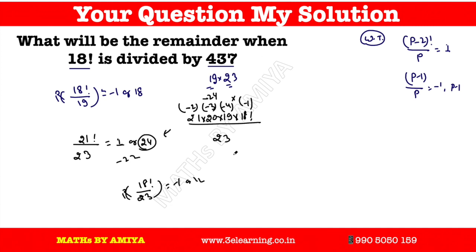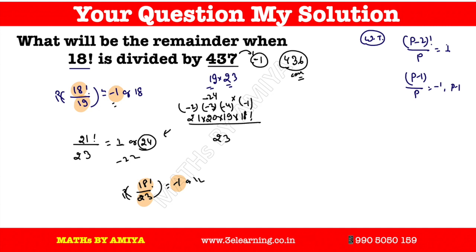Now we need to work on the Chinese remainder theorem. The same number, when divided by 19, gives a common remainder of minus 1. Whenever we have a common remainder, we solve with minus 1. So we can say 437, when it divides 18 factorial, we get the common remainder, which is minus 1. In case of 437, the minus 1 remainder should be 436, which is the answer of this question. If we don't get minus 1 as a common remainder or any other common remainder, we need to work on the Chinese remainder theorem equation or the option elimination method.